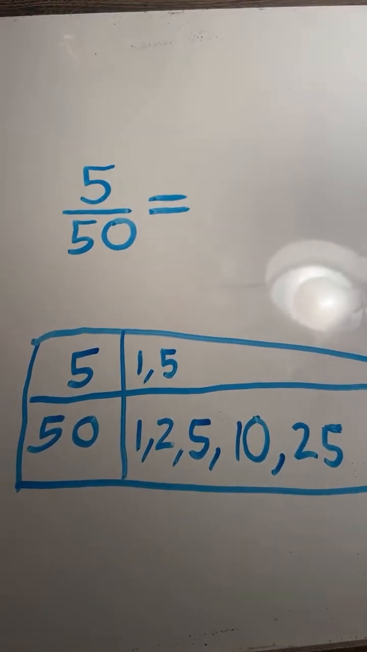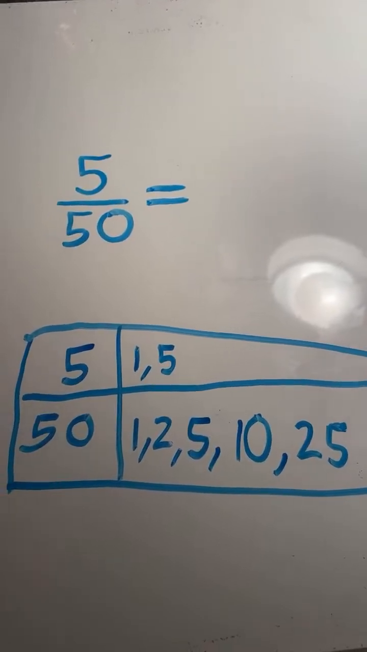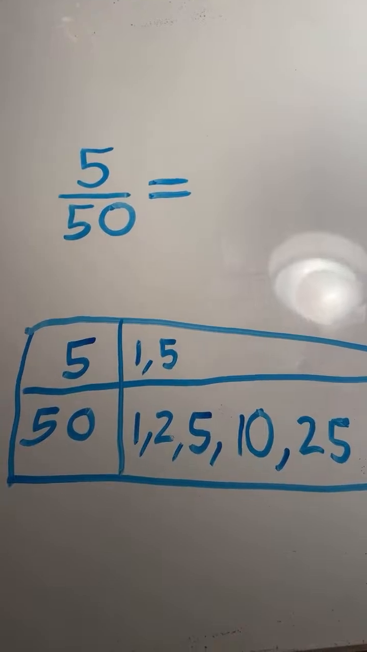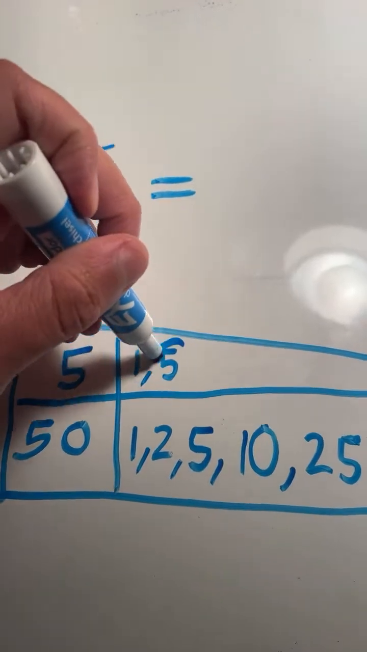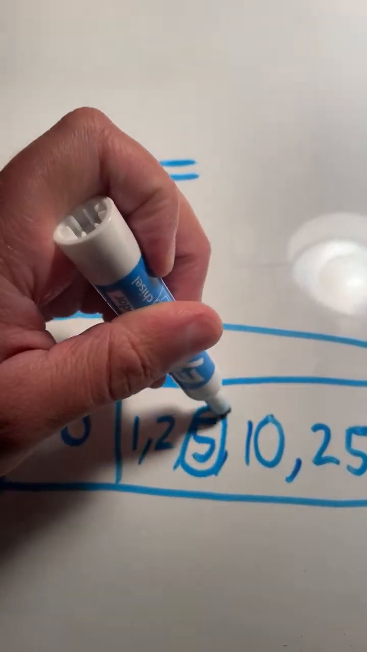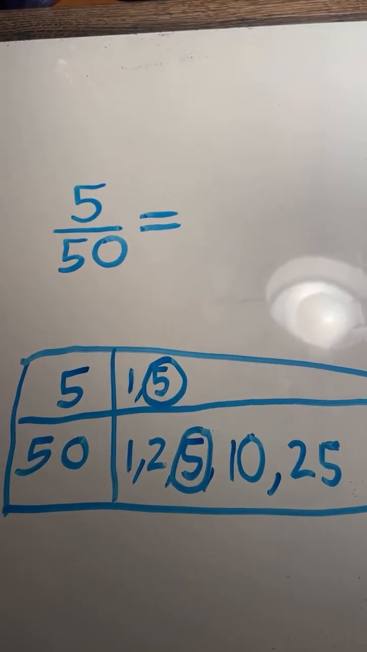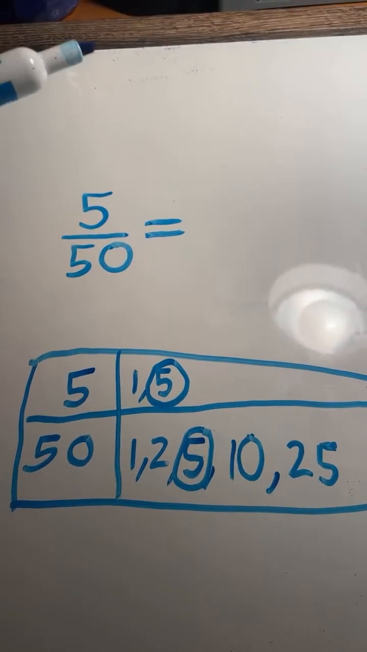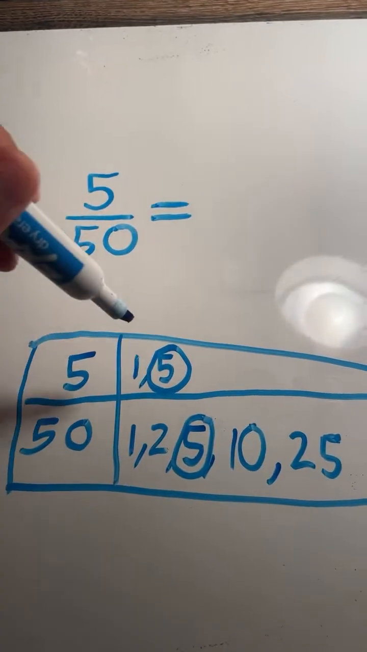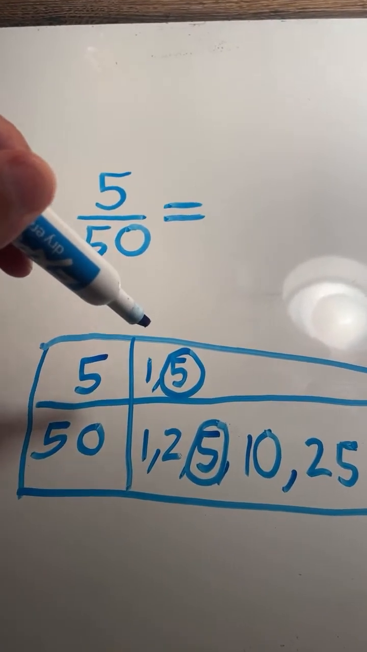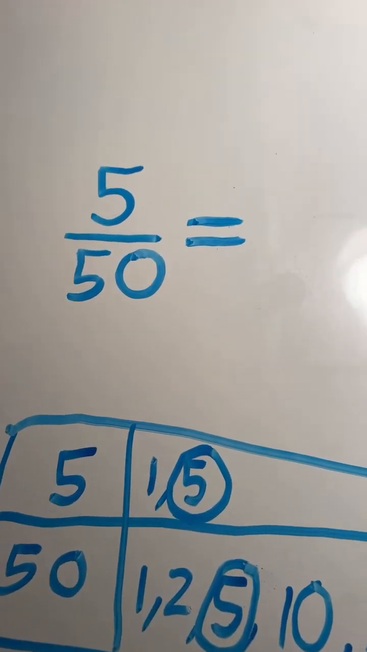And again, we have to divide both the numerator and denominator by the greatest common factor. So the greatest common factor between 5 and 50 is 5. Even though 5 is not the biggest factor listed here, it's the greatest common factor. 10 is a factor of 50, but 10 is not a factor of 5. 25 is a factor of 50, but it's not a factor of 5. The greatest common factor between 50 and 5 is 5. So we have to divide our numerator and our denominator by 5.